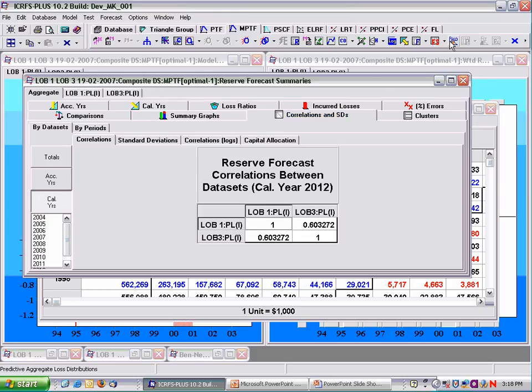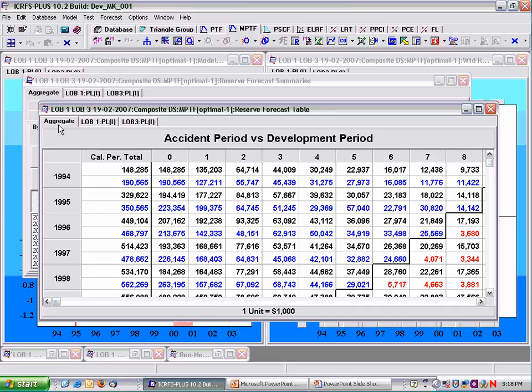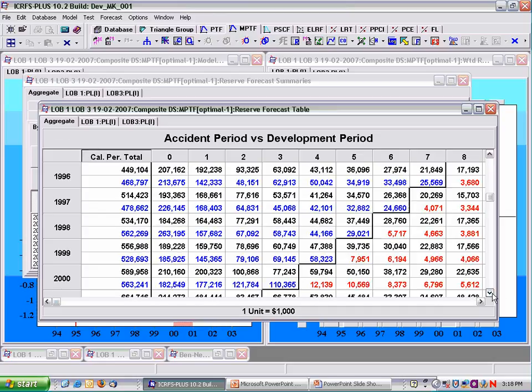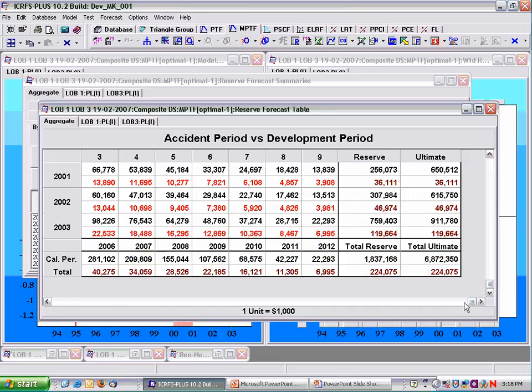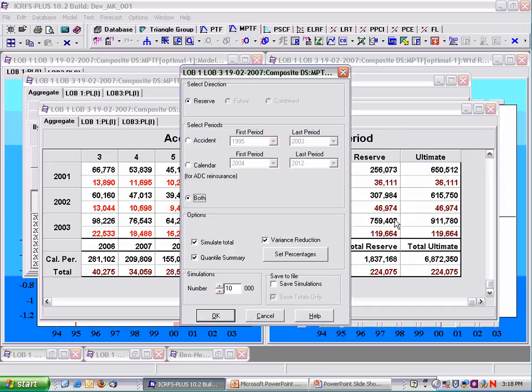If I want to find the distribution of the aggregate, if you go look at the forecast table, the aggregate by calendar years and accident years, we do a simulation from the future cells for each line, and of course we can save this to a file where, if we give the file a name, one name, you'll have extensions for the aggregate and for each line.